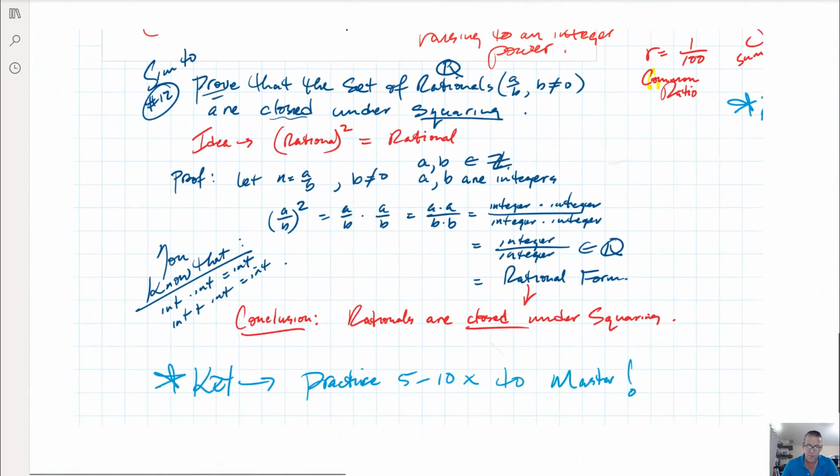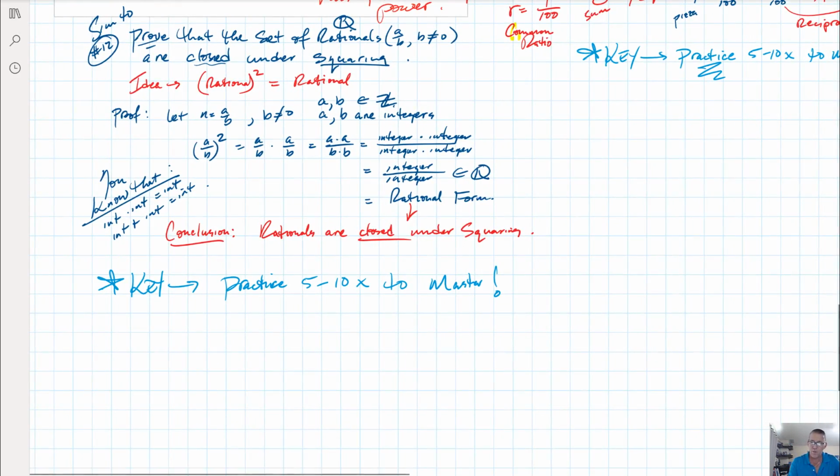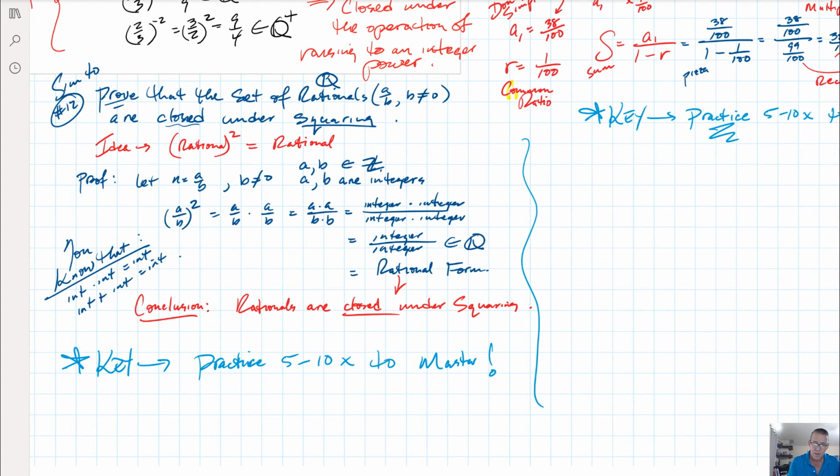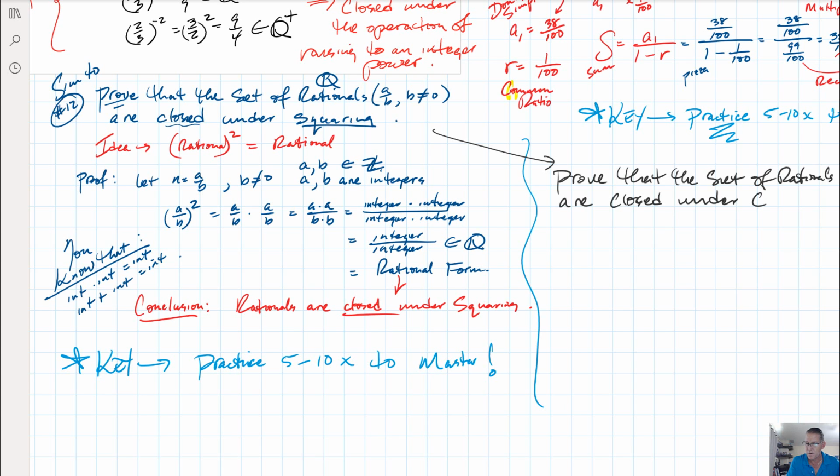All right, now the other proof was cubing, and the cubing one is almost the same idea. So I'm going to do it off to the side. So here's the alternate version here. So prove that the set of rationals are closed under cubing, which is just raising it to the third power. So one version had squaring, the other version had cubing, and some people actually got it.